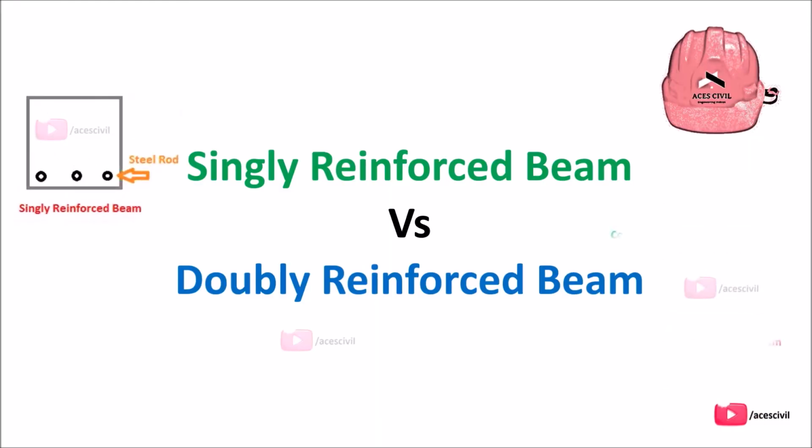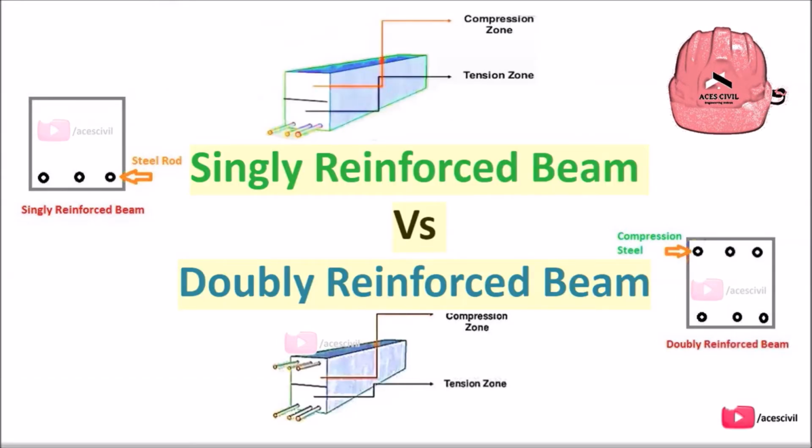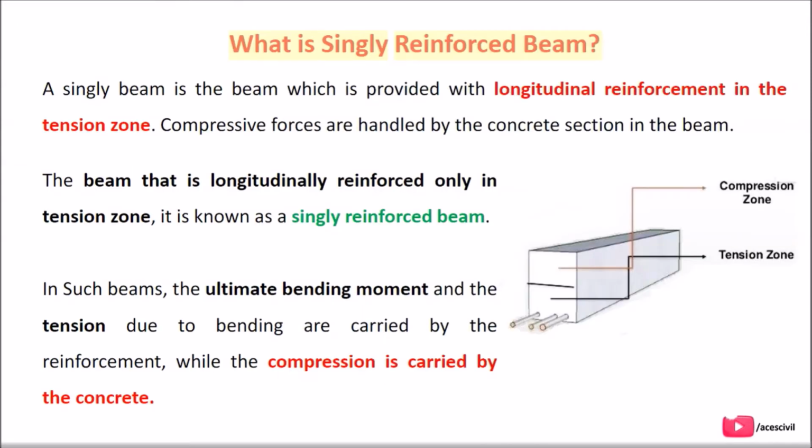In today's video we are going to discuss singly reinforced beam vs doubly reinforced beam. Singly reinforced beam. What is a singly reinforced beam? A singly reinforced beam is the beam which is provided with longitudinal reinforcement in the tension zone. Compressive forces are handled by the concrete section in the beam. The beam that is longitudinally reinforced only in the tension zone is known as a singly reinforced beam.